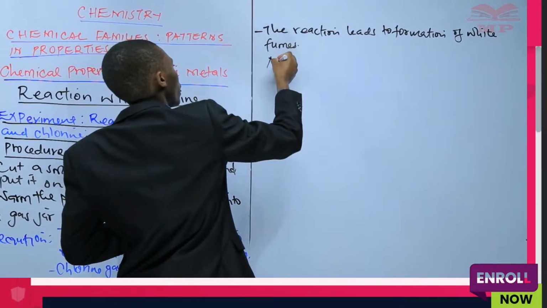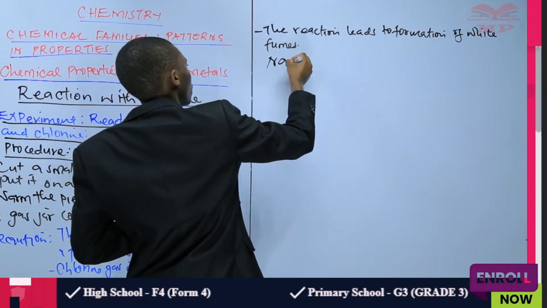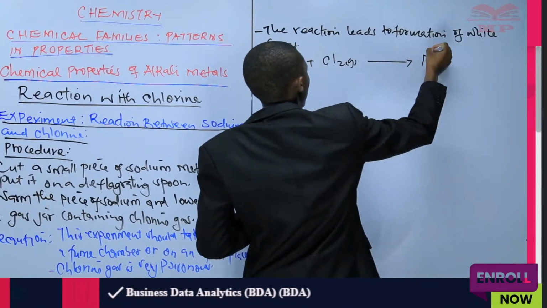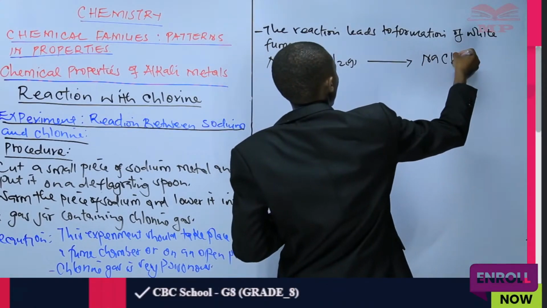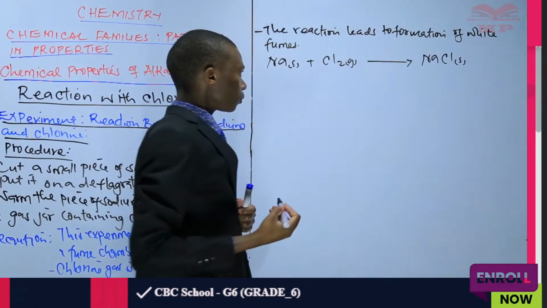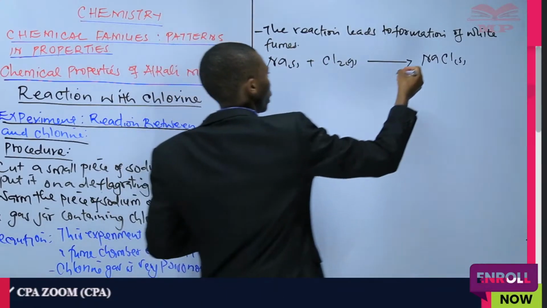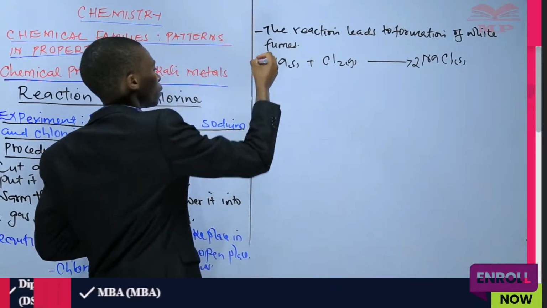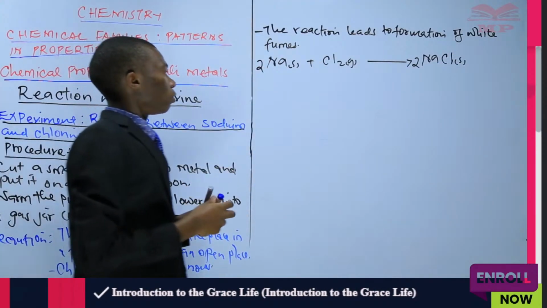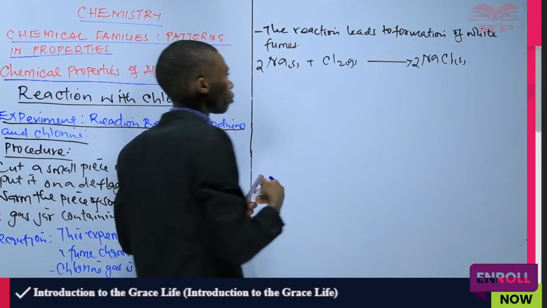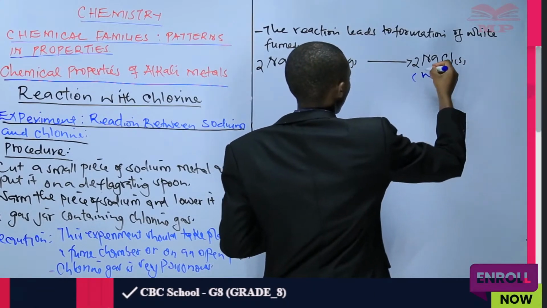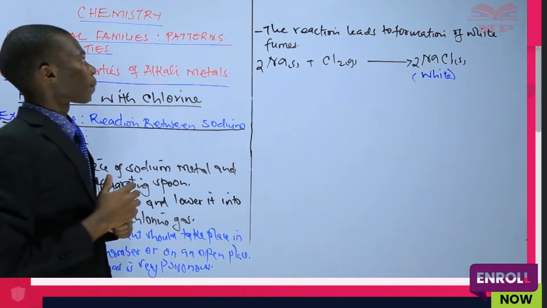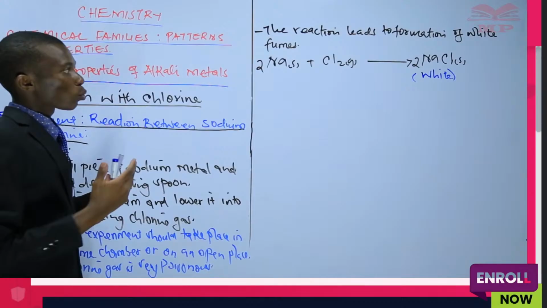Then the equation for the reaction will be: sodium reacts with chlorine gas, leading to formation of sodium chloride solid. Therefore, to balance the equation, you need a 2 and another 2. The color of sodium chloride is white. That is the color of sodium chloride. It is white in color. So that's what happens when you do this experiment.